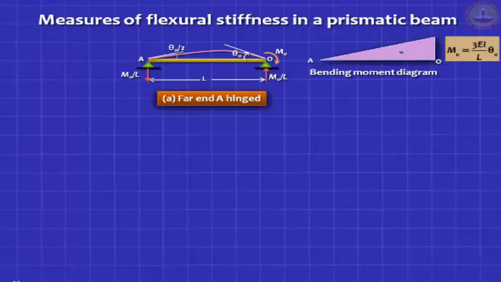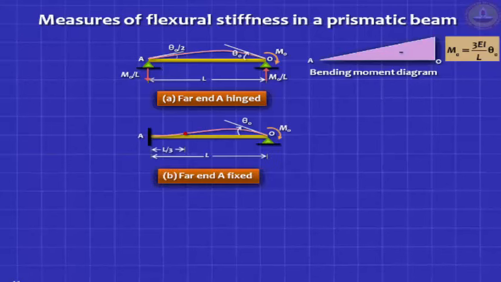Just imagine, if that span of the beam is low, then it means the beam is more stiff and more difficult to rotate. If the span is large, it's easier to rotate. So theta naught will increase. Similarly, EI, the flexural rigidity, I, for example, will increase with the depth of the member. Flexural rigidity and EI by L into some constant, in this case 3, is a measure of the flexural stiffness of this beam. Okay. Now we'll take the same beam and we will fix the end A.